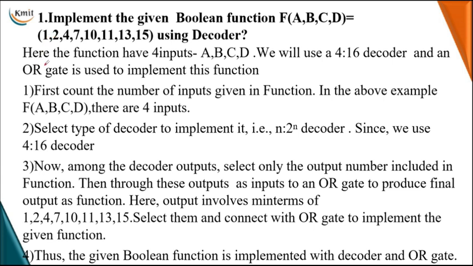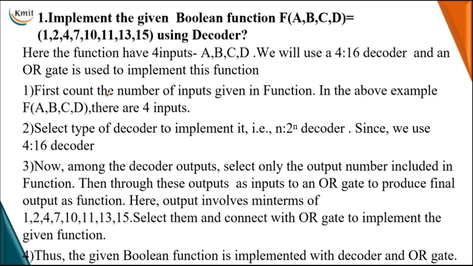In order to design this 4 variable function, we need to prefer a 4:16 decoder. As there are 4 inputs, we prefer a 4:16 decoder in addition with an OR gate to obtain the output of the function f of ABCD. F of ABCD is sigma m of 1, 2, 4, 7 and so on. All the minterms whose functional values are 1 must be added, then only we can implement the function f of ABCD. Hence we have to use an OR gate.